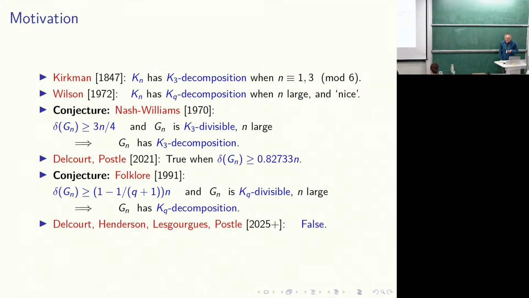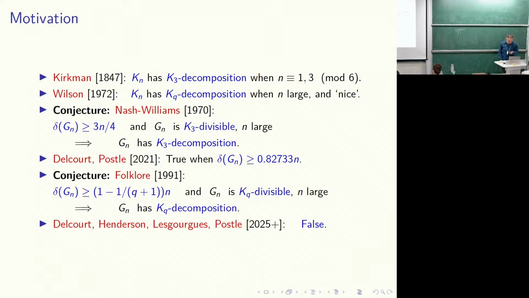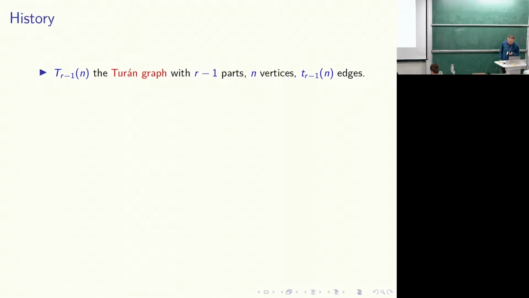Delcourt, Henderson, Lagerges, and Postle found a family of counterexamples where they proved that this conjecture is false. One has to put here an extra constant. From the other direction, that 1 minus C times n as a minimum degree condition is sufficient was proved by Ostus and Kuhn. These are kind of side results.